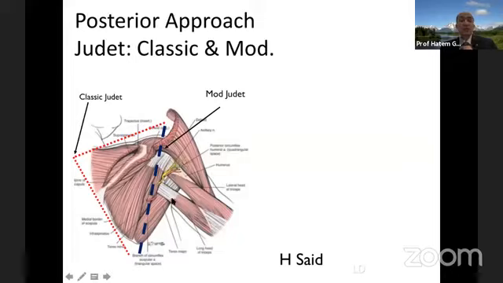I've always used the modified Judet, which actually gives you a very good exposure. You can reach both borders of the scapula easily. And if you want to do even a smaller one of the modified Judet, just more on the medial border for smaller fractures, that can also be done.